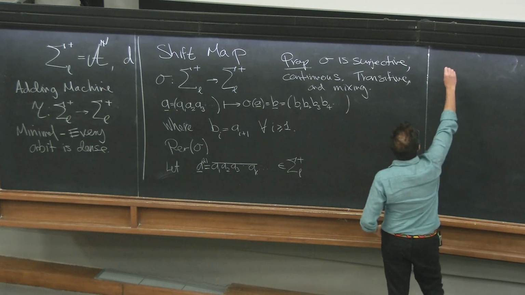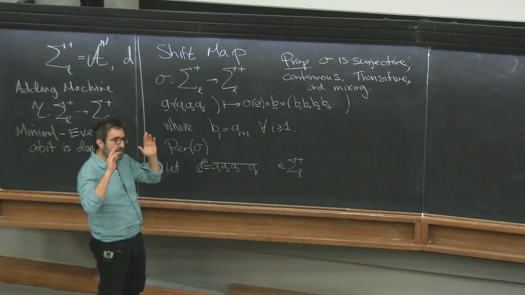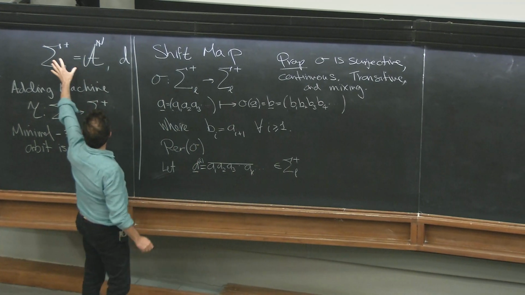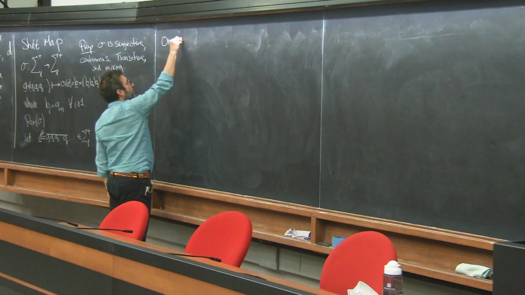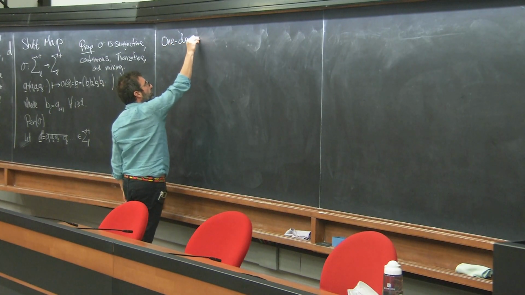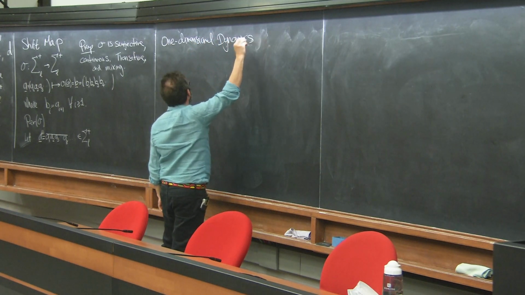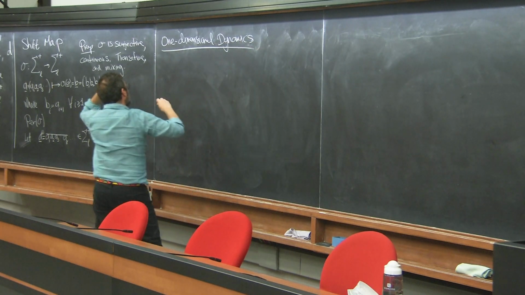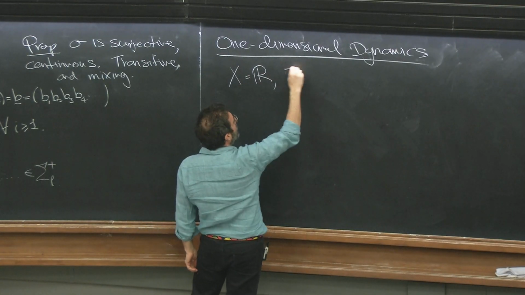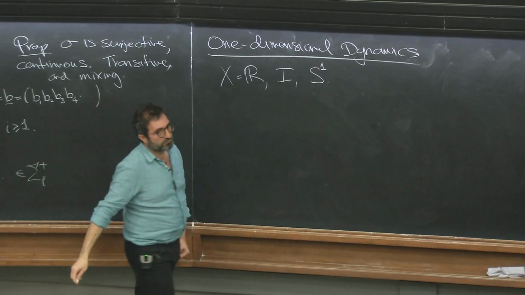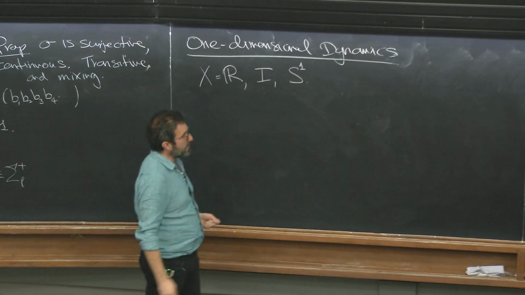Okay, so what I want to do now is move on. As I mentioned at the beginning, I think of this as kind of zero-dimensional dynamics in a loose sense because this is a Cantor set. And I will want now to talk about some one-dimensional dynamics. By one-dimensional dynamics, I mean when X is a one-dimensional space. For example, it could be the real line, or an interval, or the circle, basically a one-dimensional metric space on which we have the dynamics.